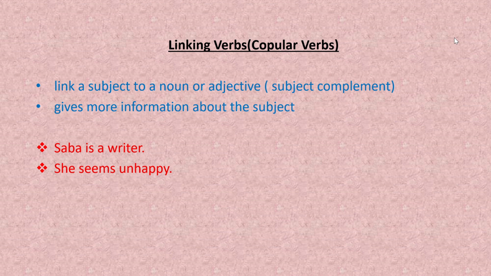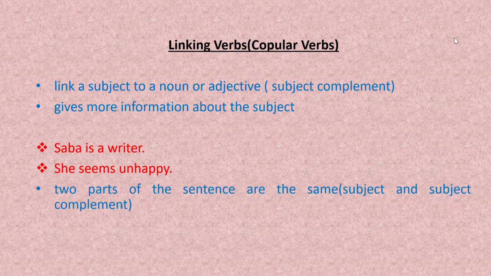So a linking verb works in two ways. First, two parts of the sentence are the same, like subject and subject complement, as in the first sentence, Saba is a writer. Two parts of the sentence are the same. Either we say Saba or a writer, we are talking about the same person. Or, the complement describes the quality of the subject, just like in the second sentence, she seems unhappy. Unhappy is the quality of her. So this is why seems here is a linking verb.